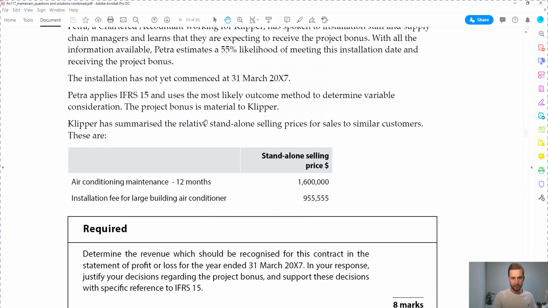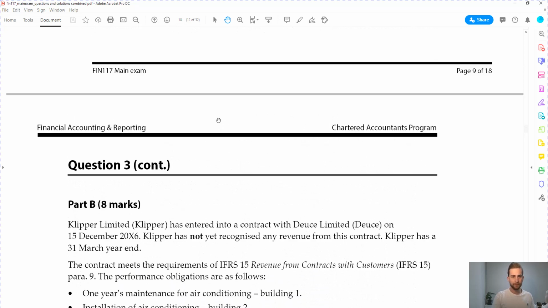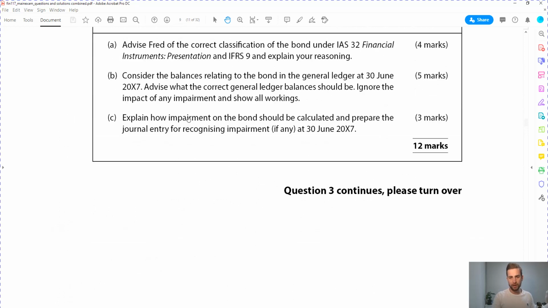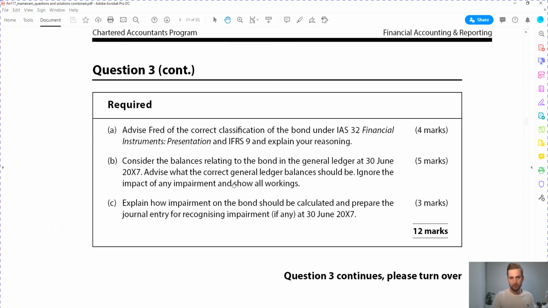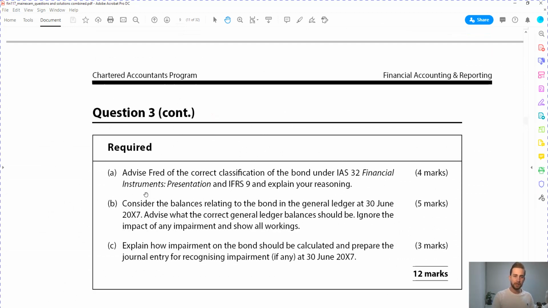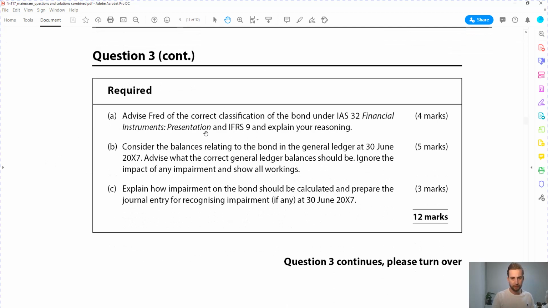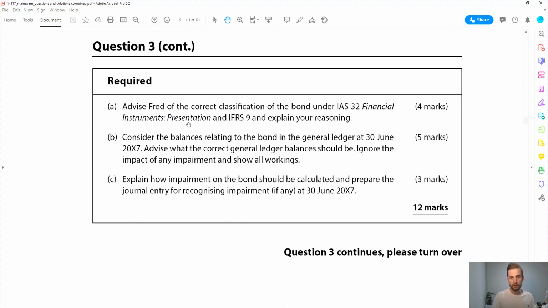So the second part appears to be a revenue-based question, and the first part appears to be more financial instruments, so they appear to be completely different topics. And the reason I know this one's financial instruments is because looking through this, I can immediately see the word bond. I can see bond, bond, bond. So it's all to do with a financial instrument.